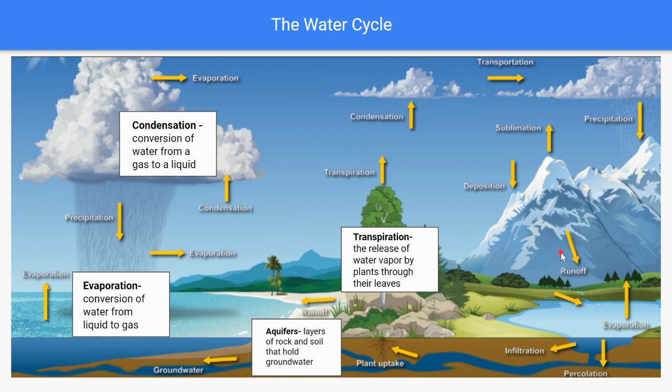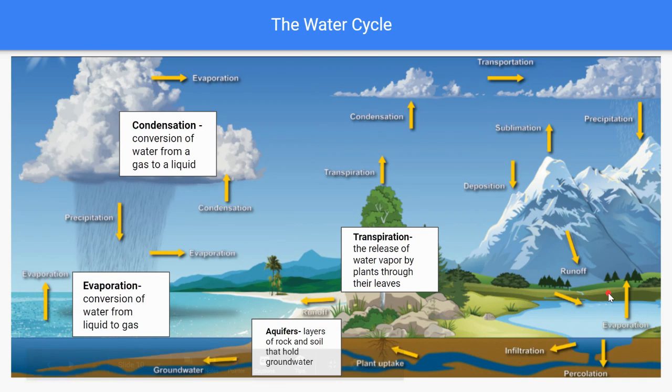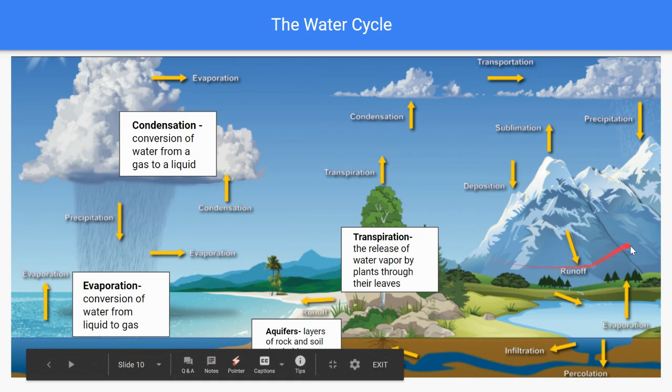And then that water can, of course, melt and run off back into our rivers and lakes. So that is the water cycle. I know it looks like a lot, but it's essentially two big circles, if you think about it: one through oceans and air, and the other through plants and mountains.